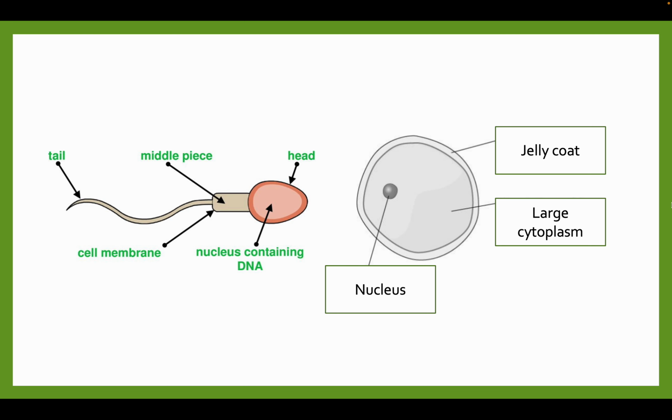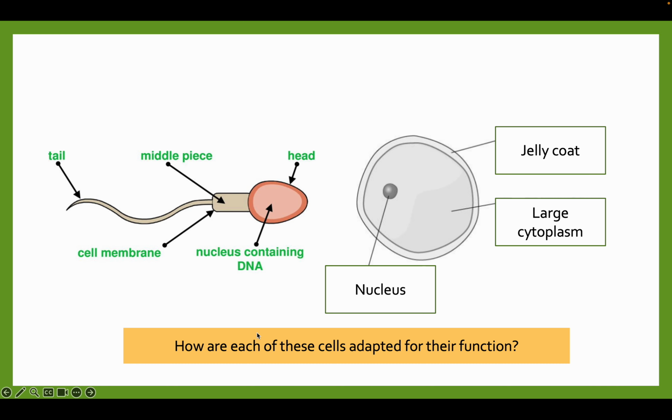So, the male gamete is located here, and the female gamete is located here. The male gamete, also known as the sperm, has a tail so that it can move quickly. It has a nucleus containing DNA, a head, a middle piece, and a cell membrane. How are each of these cells adapted for their functions? The female gamete has a nucleus, large cytoplasm, and a jelly coat.